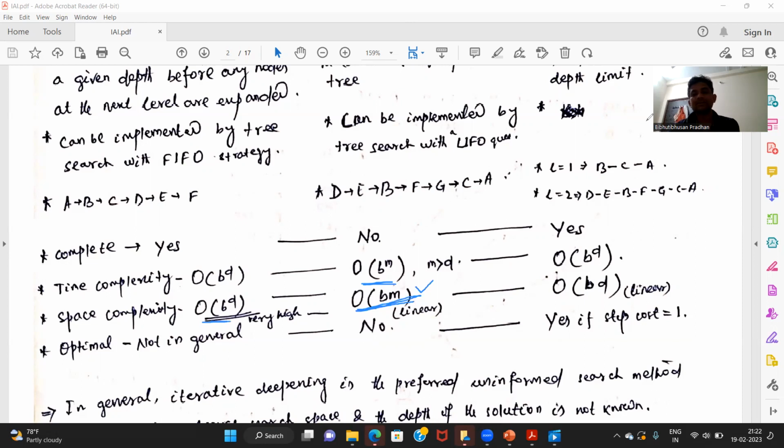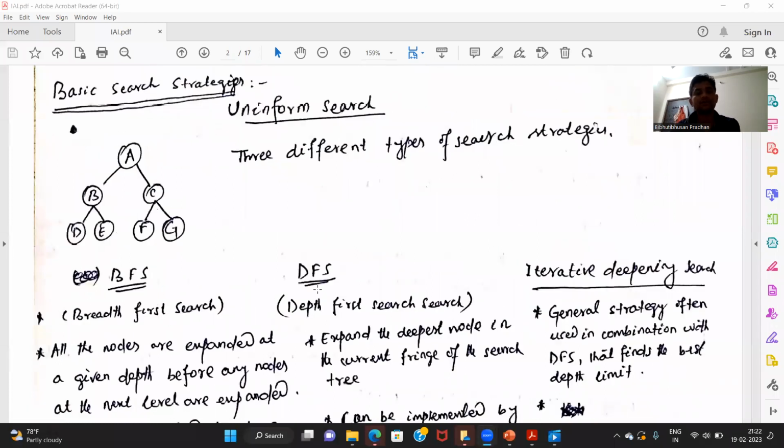So today we considered different searching strategies: breadth first search and depth first search, and we saw their individual merits and demerits. Next class we will discuss in more detail iterative deepening search, which is a combination of breadth first search and depth first search. And we will see that iterative deepening search is an optimal strategy as opposed to breadth first search and depth first search. Till then, we'll see in the next class.